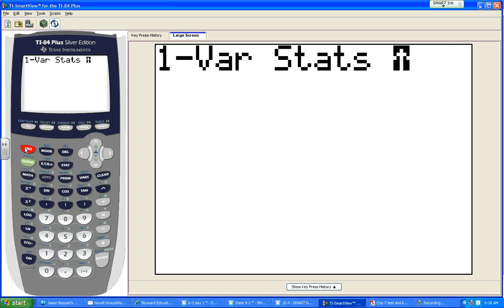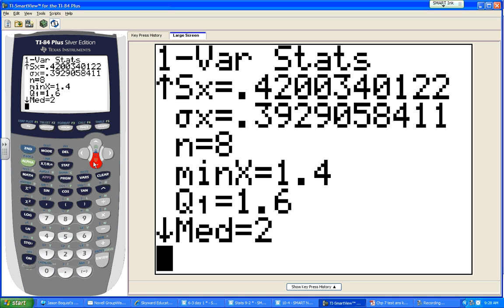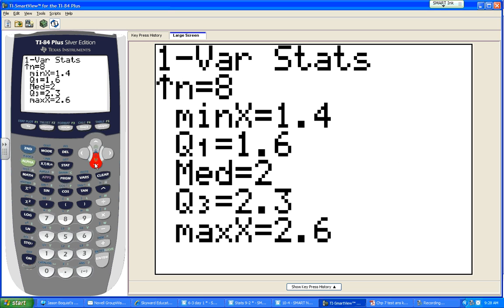Yep, that'll do it. And in fact, that'll give you a lot of information about list 1, correct? Now, there's x bar, 1.975, so we probably should write that down somewhere. It gives me the sum, right? It gives me the sum squared. It gives me the standard deviation if it's a sample, the standard deviation if it's a population, and so on, right? I think it even gives you the quartiles, doesn't it? Yep, there's your quartiles, median, max, all that good stuff, right?